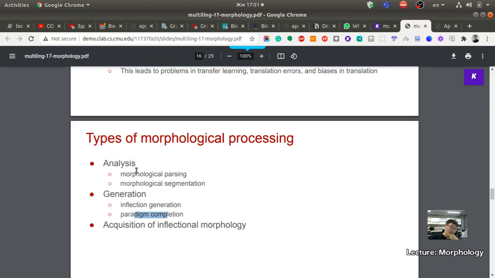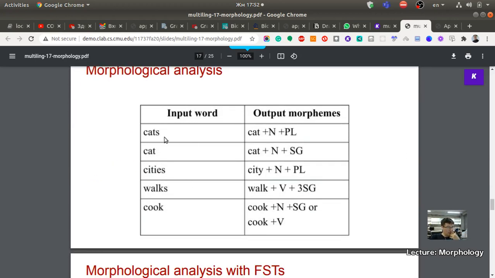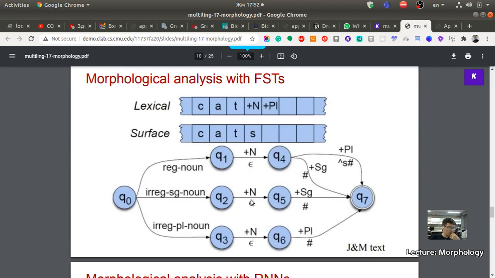In analysis, you have a word and you want to understand which form it has. And in generation, you have a word and you have to generate a form. For example, I give you a word and ask for it in a certain case, and it will be the corresponding form. Morphological analysis: cats gives cat, noun plural; cat, noun singular; cities gives city, noun plural; etc.